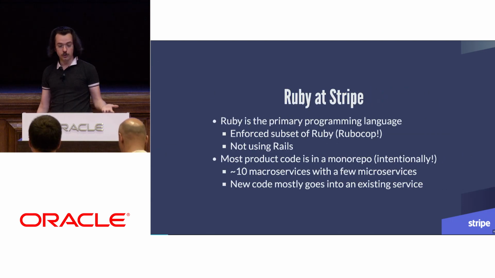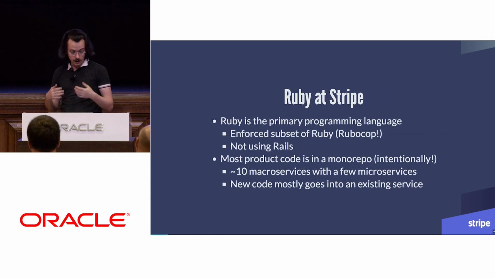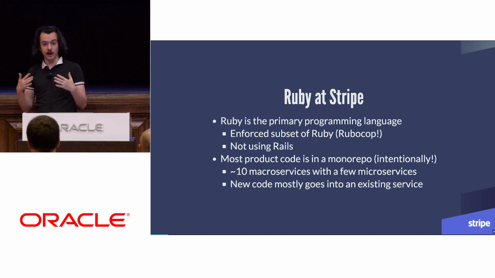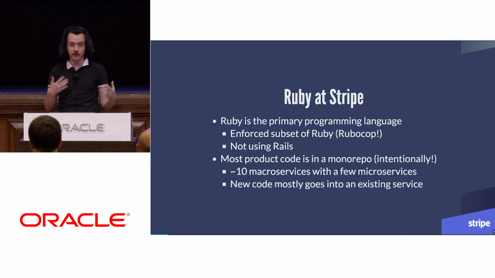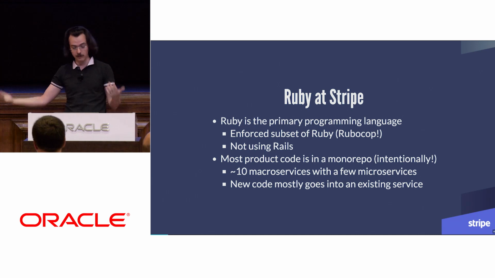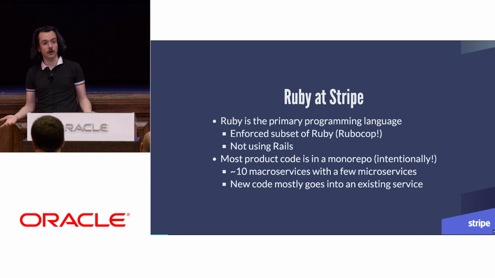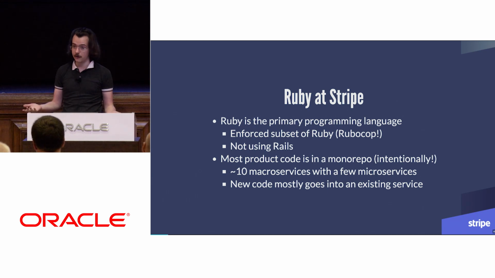The core language used at Stripe is Ruby. More specifically, we use a subset of Ruby, which used to be enforced syntactically. Now it's also enforced semantically. Unlike the majority of other companies, we don't use Rails, and that's an intentional choice. We prefer explicitness over implicitness. We don't like magic at a distance.